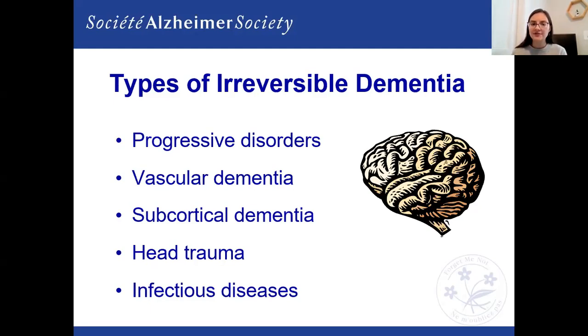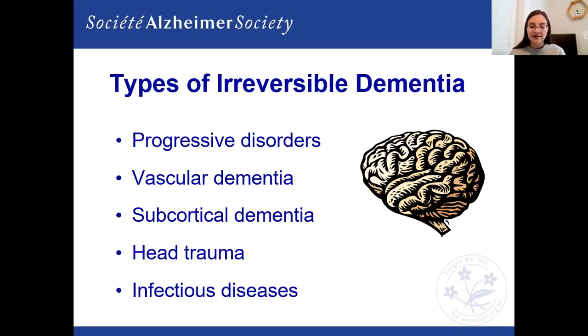Another type of irreversible dementia is vascular dementia. We will go into more detail about this later on, but it's often due to a stroke. Subcortical dementia is a small vessel disease. It has to do with those small blood vessels in the deeper areas of the brain. And we'll talk a little bit about this one later on as well. But there's other types of subcortical dementia, and these include Parkinson's disease and Huntington's disease. And those ones, though they primarily affect motor functioning, they can also affect cognitive functioning as well.